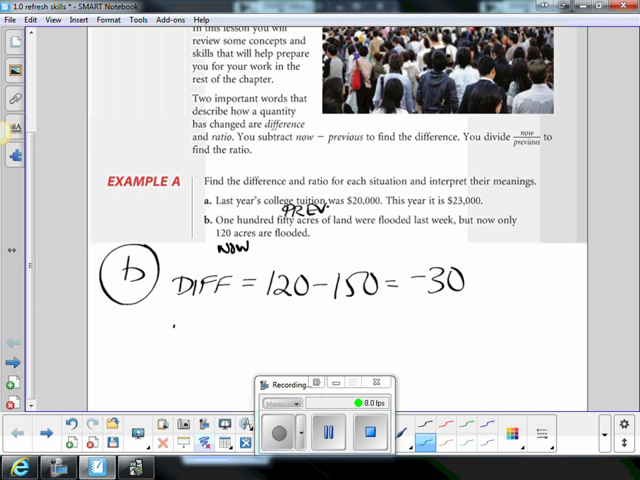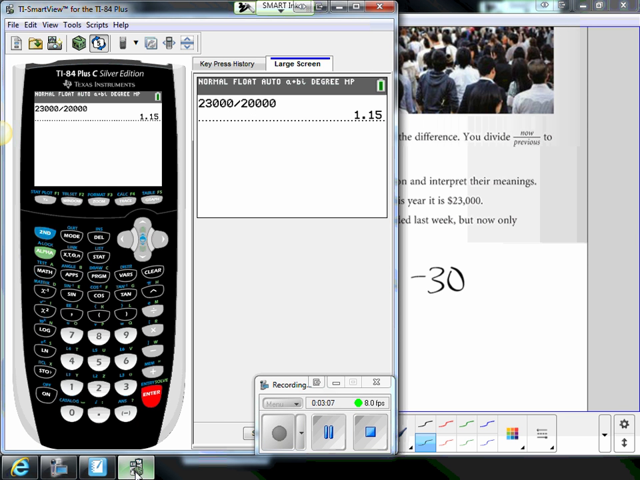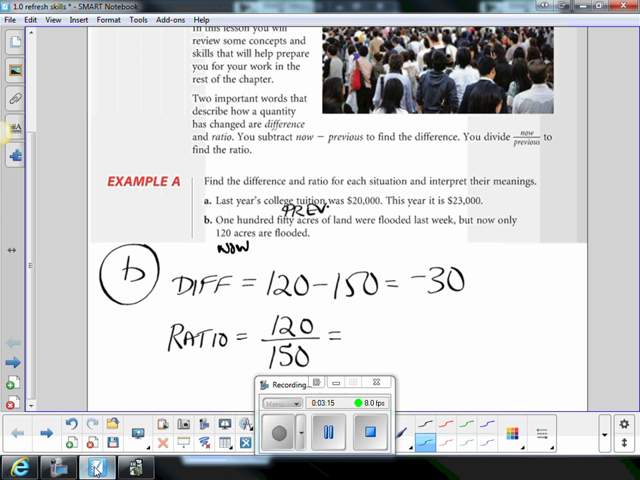For the ratio, this time it's going to be a number below 1, a decimal below 1. Now we have 120 acres of land flooded. Previously we had 150. So this time we need to take 120 divided by 150. And as you can see here, we're going to get a decimal, 0.8. That's going to be called the ratio.